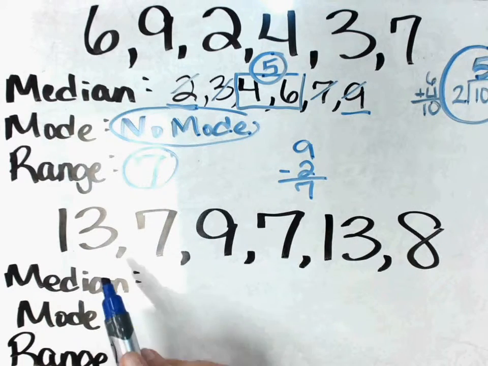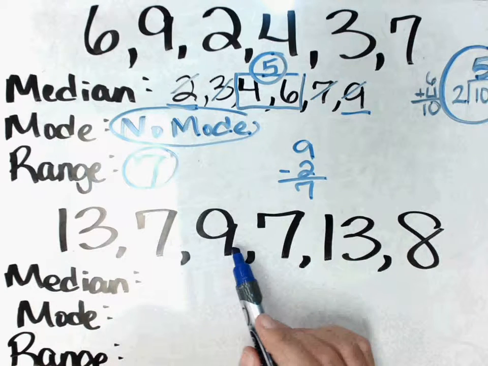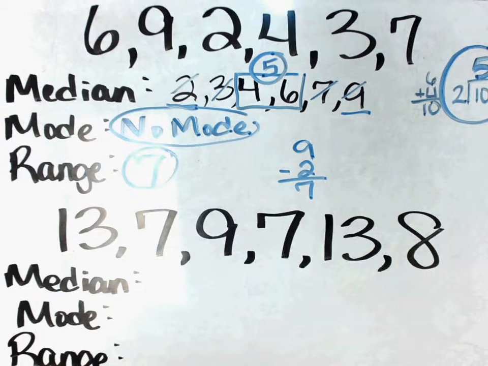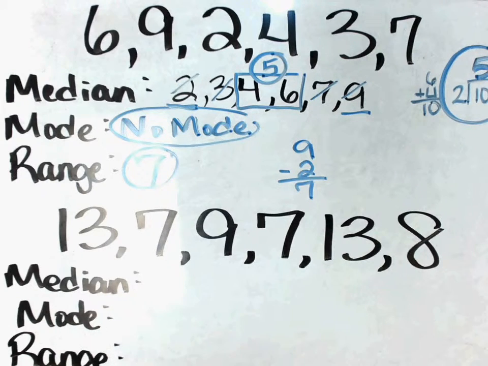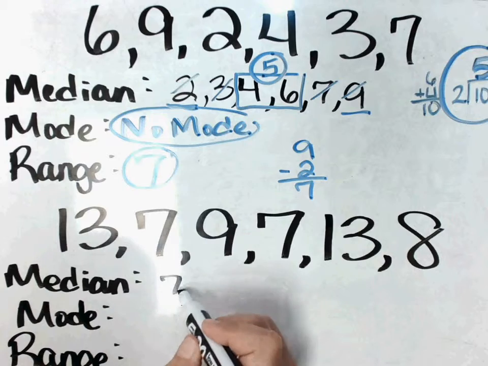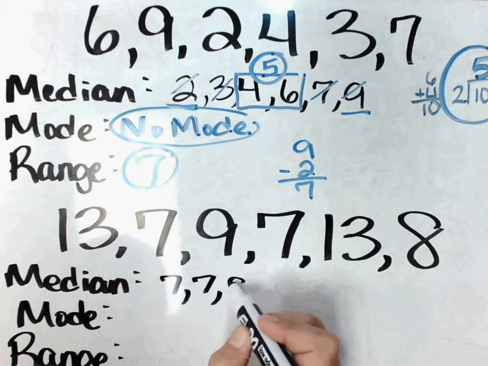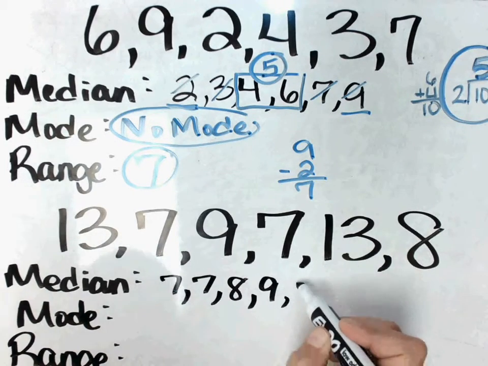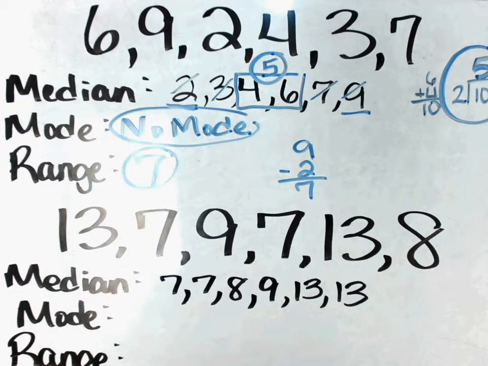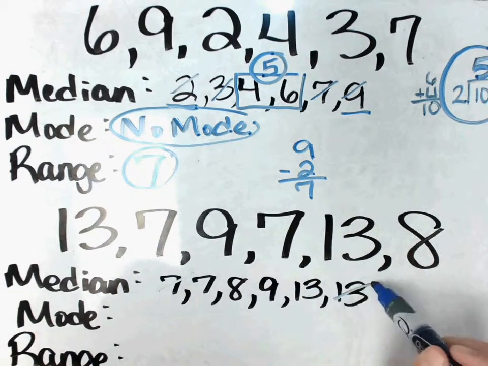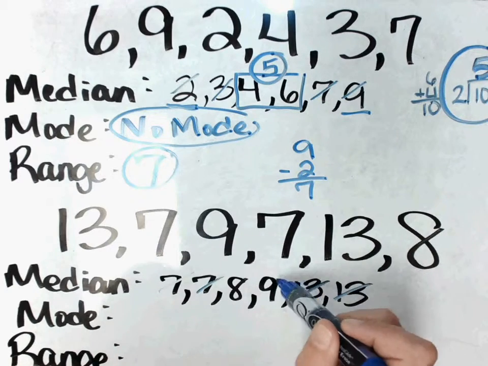So now we have another set of data: 13, 7, 9, 7, 13, and 8. The first thing we're going to do is find our median, which is our middle number, so we have to put them in order from least to greatest. So we have 2 7s, an 8, a 9, and 2 13s. Now we're going to count back. Least, greatest, least, greatest. We have the same thing again.